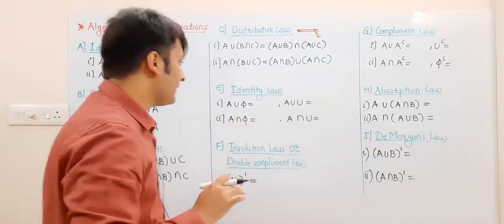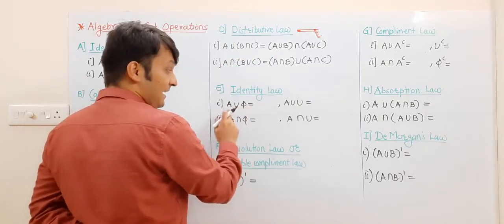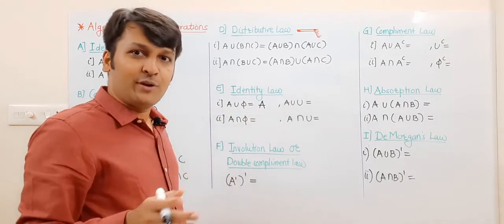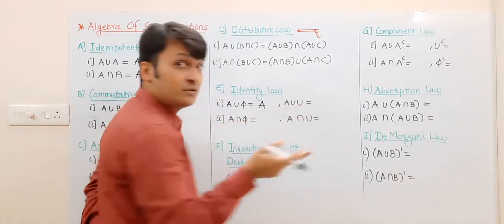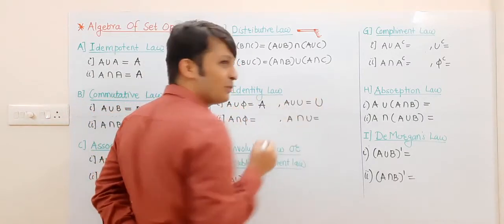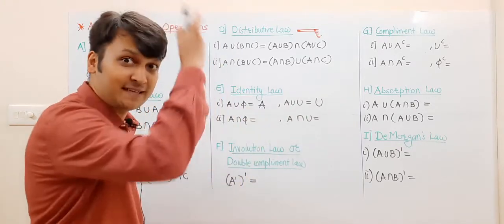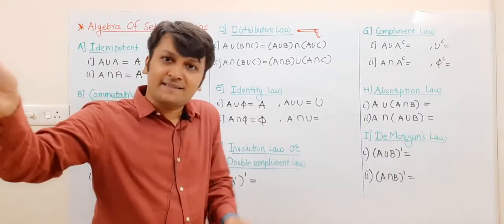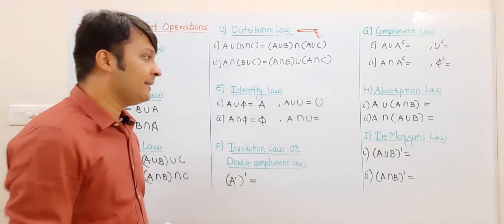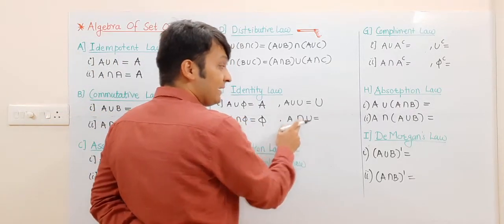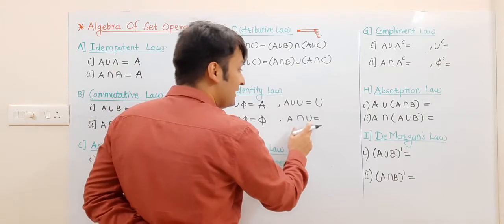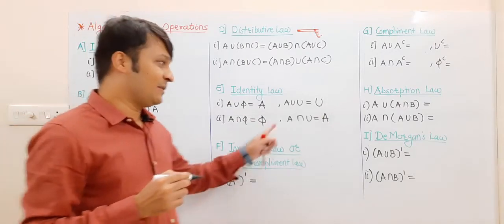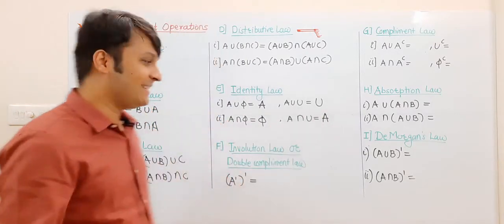What's the identity law? A union phi is A. Why is A union phi A? Because phi is the empty set, so again you are going to get A. A union U, U is universal. Universal with A is what? Universal only, because that's the basic set, or the set of all sets. A intersection phi is phi because there is nothing common between the empty set and the A set, no common things, so phi. A intersection U, check this, the intersection between A and U is A itself, correct or not? Between A and U is what? A itself, correct? Check next.